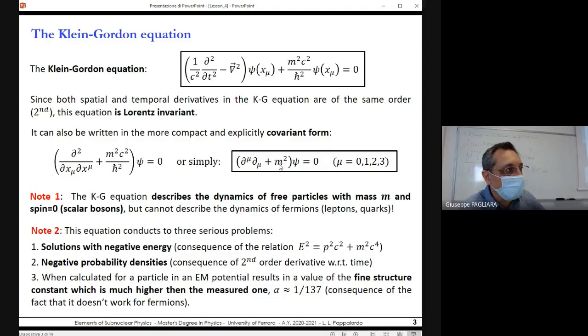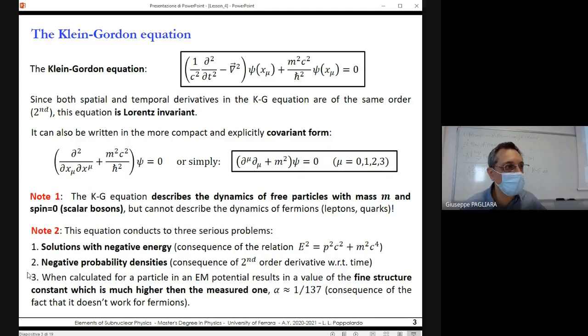There are three additional problems here. The first one is that this equation allows negative energy solutions, which of course are nonsense, and which derive from the fact that we started from this quadratic equation with energy. So here we should expect a positive energy solution, and also a negative energy solution. And this was the first problem. The second problem, as we will show later on, is the possibility of having negative probability densities, which is nonsense, and which is a consequence of the second order derivative with respect to time.